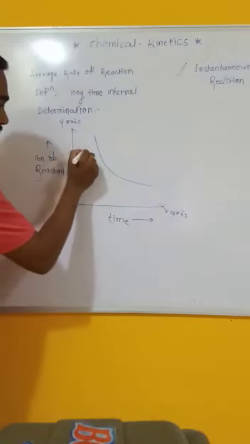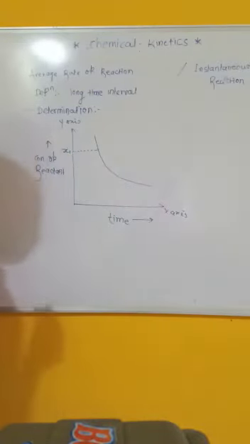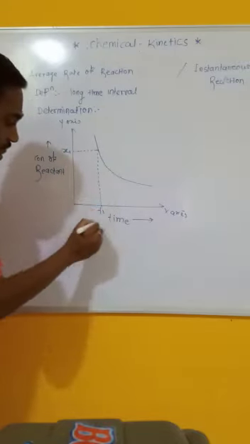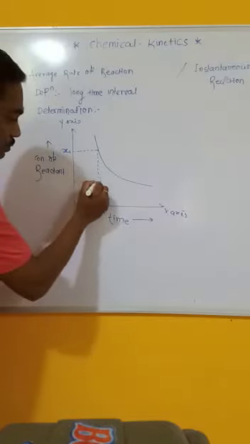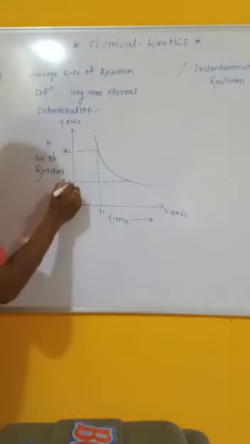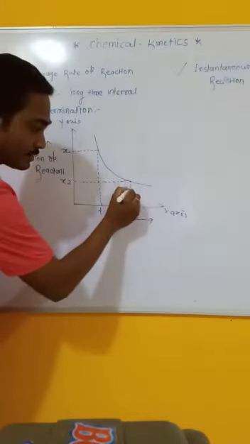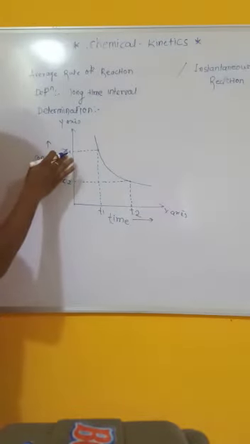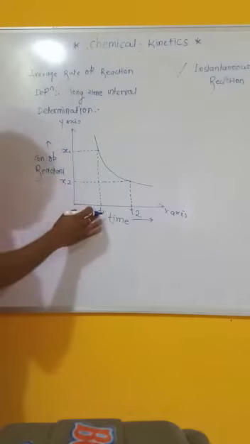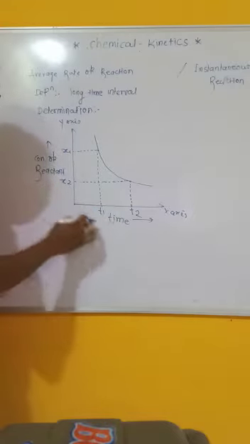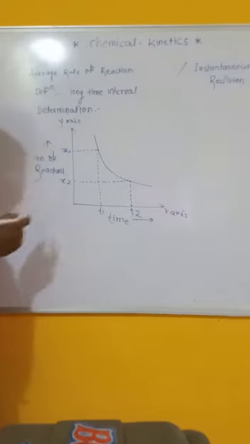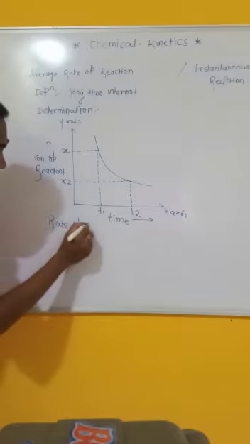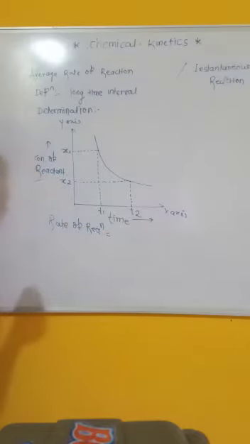Let x1 be the concentration of a reactant at a time t1 and x2 the concentration of the reactant at a time t2. What is meant by x1? x1 is the concentration of reactant at time t1 and x2 is the concentration of reactant at time t2. Then the rate of reaction is calculated.